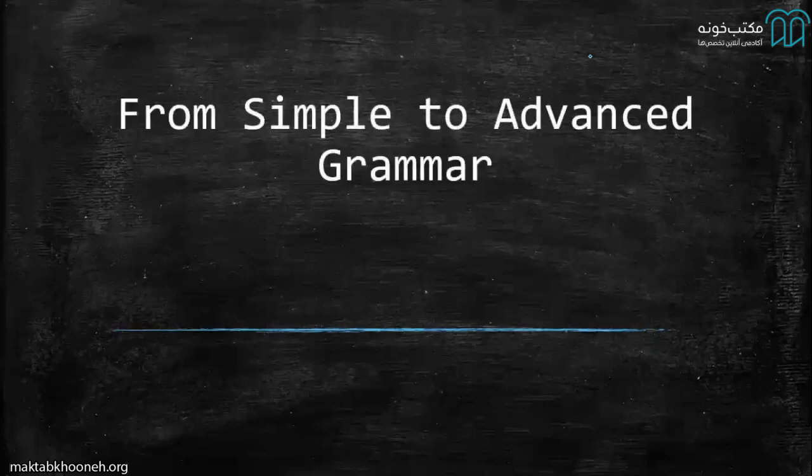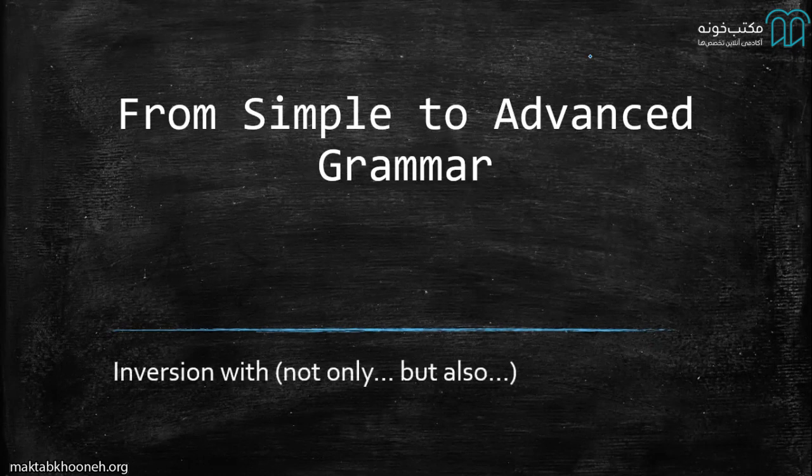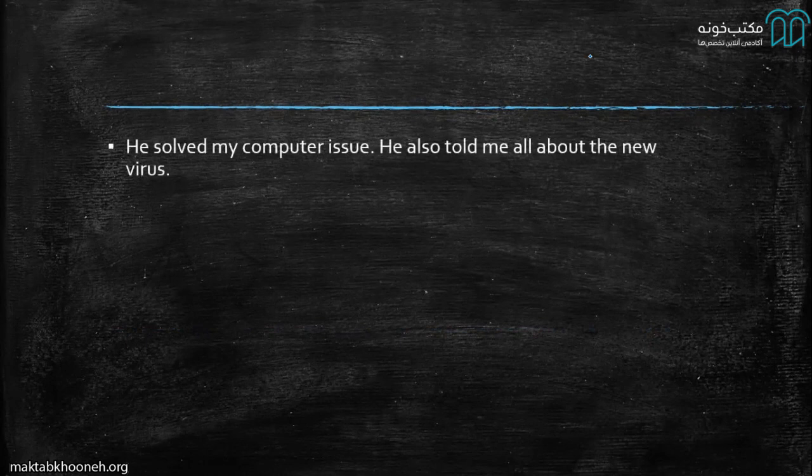Okay, let's go from simple to advanced grammar again. We're going to be looking at not only but also, but I call it inversion with not only but also. Don't worry about the name, just pay attention to how we connect two sentences and make it more complex. So originally we need to have two sentences. He solved my computer issue. He also told me all about the new virus. So there are two separate sentences and I want to connect them.